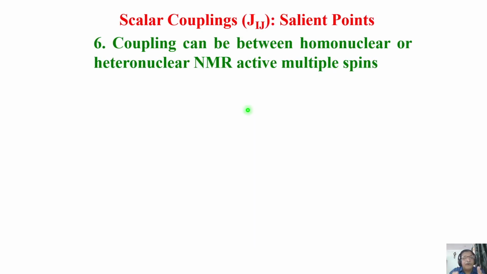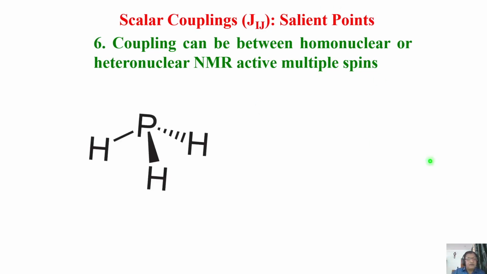Point number 6. Coupling can be between homonuclear and heteronuclear NMR-active multiple spins. Very important point. The coupling is not always between homonuclear spins. It can be between homonuclear spins and heteronuclear spins. For example, look at this molecule. Phosphorus and proton, there can be coupling. This is 1 bond coupling. That's allowed. Though they are not like spins, they are heteronuclear spins, proton and phosphorus. There is a coupling.